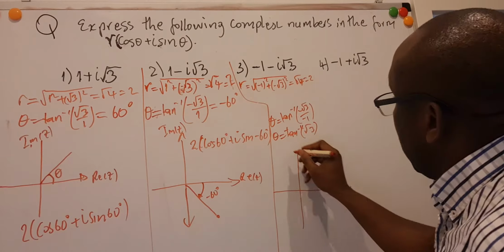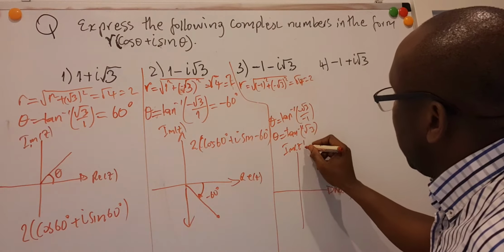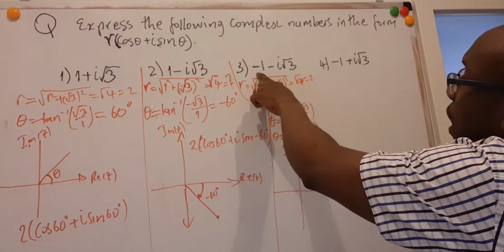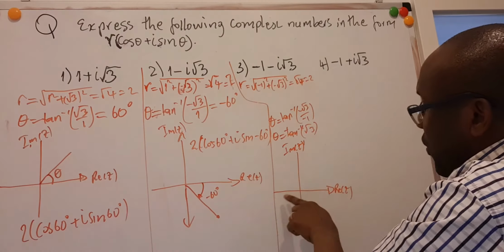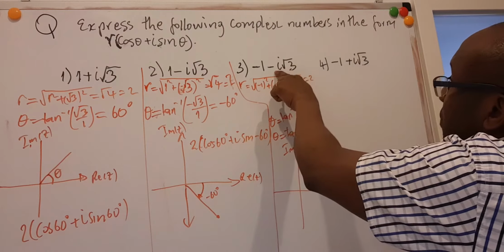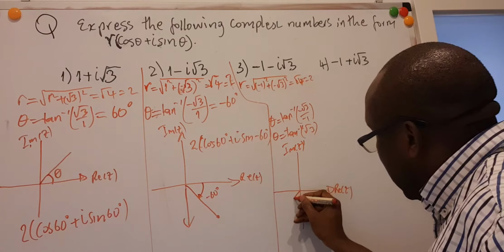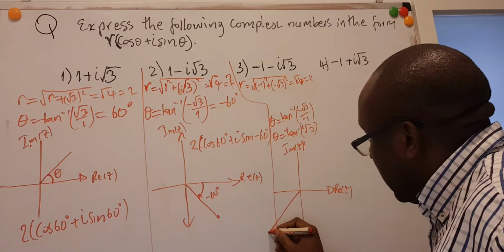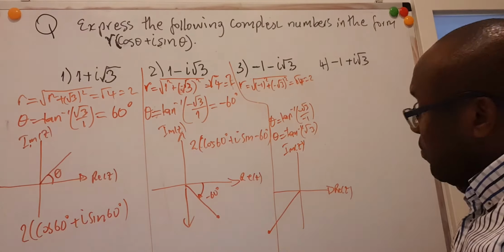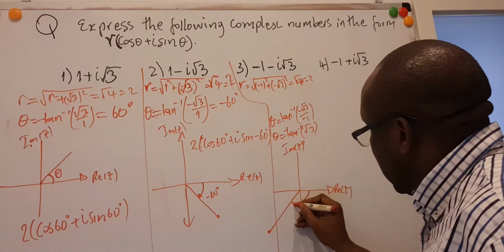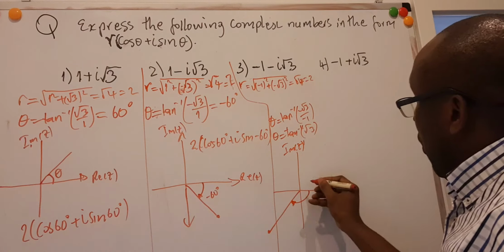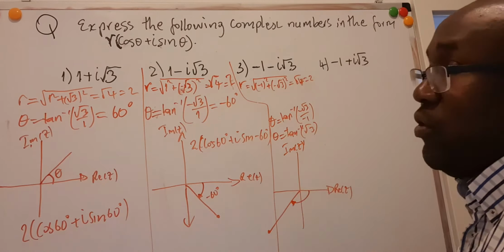Real Z, imaginary Z. So our real part is negative, so it should be somewhere here. The imaginary part is negative, so we are under here. There are two ways you can measure. You can also measure this like this, or you can go all the way around to that point.